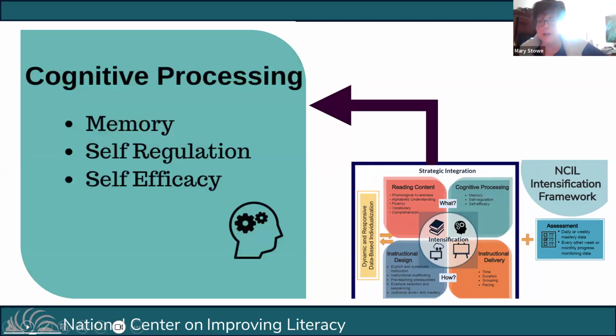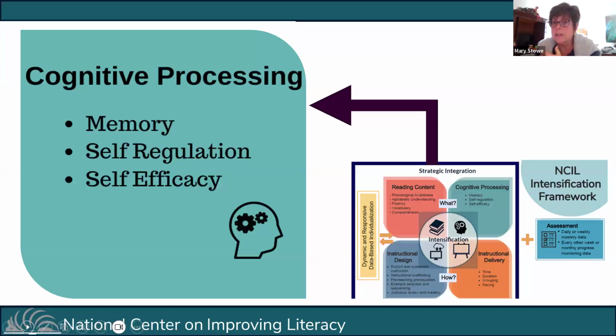Another component of the ENSEL intensification framework really begins to consider also the cognitive processing of students. So when we think about working memory of students who are really struggling, there's a lot to consider because many of the students that are not making the growth that we might have expected are experiencing some issues with working memory. And we need to consider the design and delivery of our instruction to support any needs the student might have in ameliorating the working memory challenges that they might encounter.